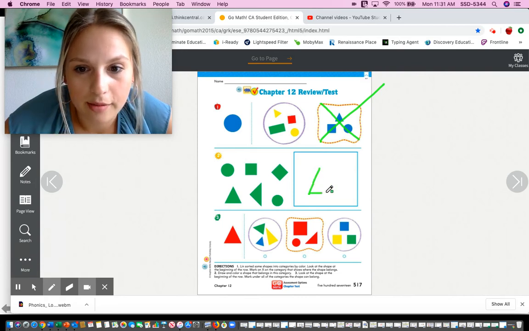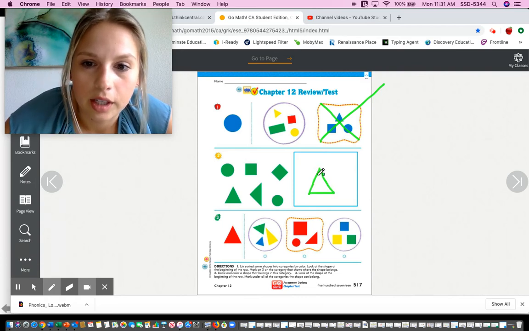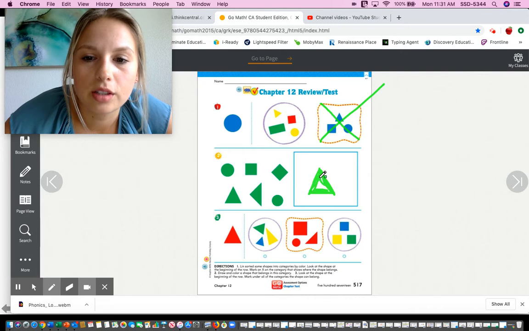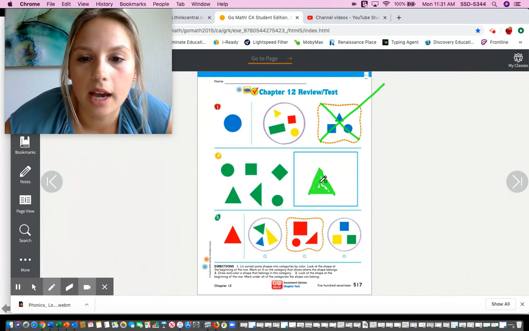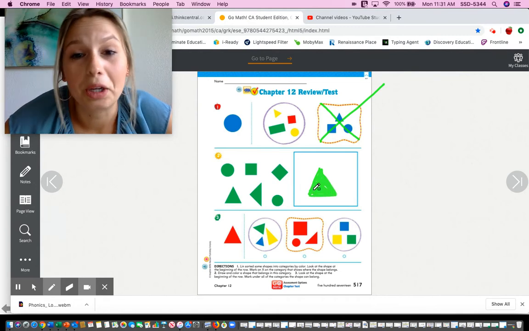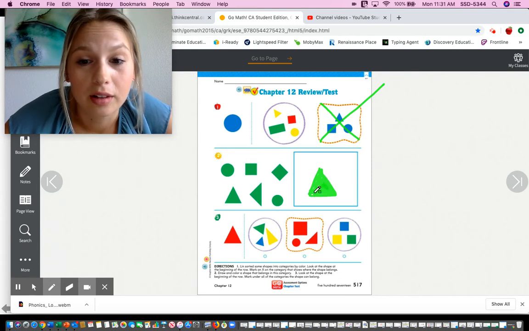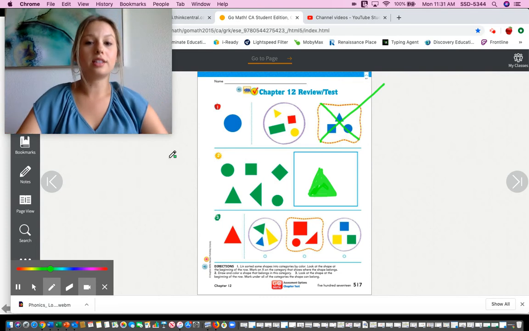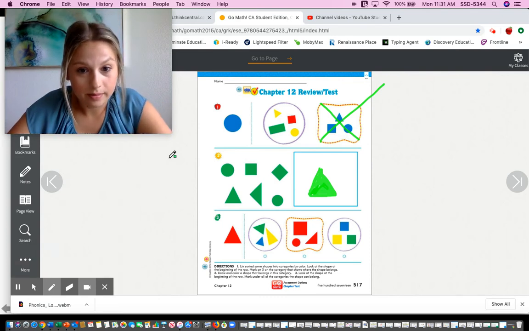So I have my green. You can use your green crayon. And if you wanted to do a green circle, you could do that. If you wanted to do a green square, you could do that. If you wanted to do a triangle like me, you can. If you wanted to do a rectangle or even a hexagon, that would work as long as it's green.